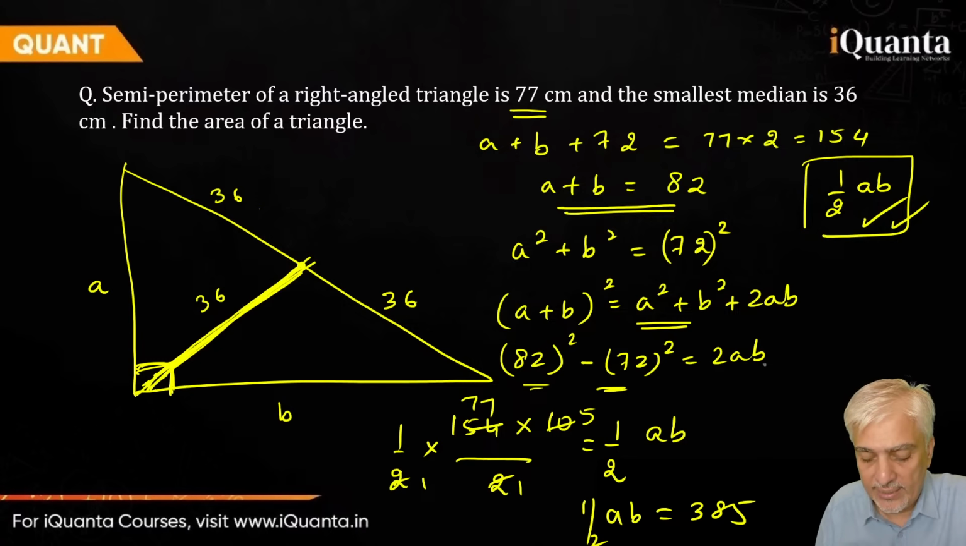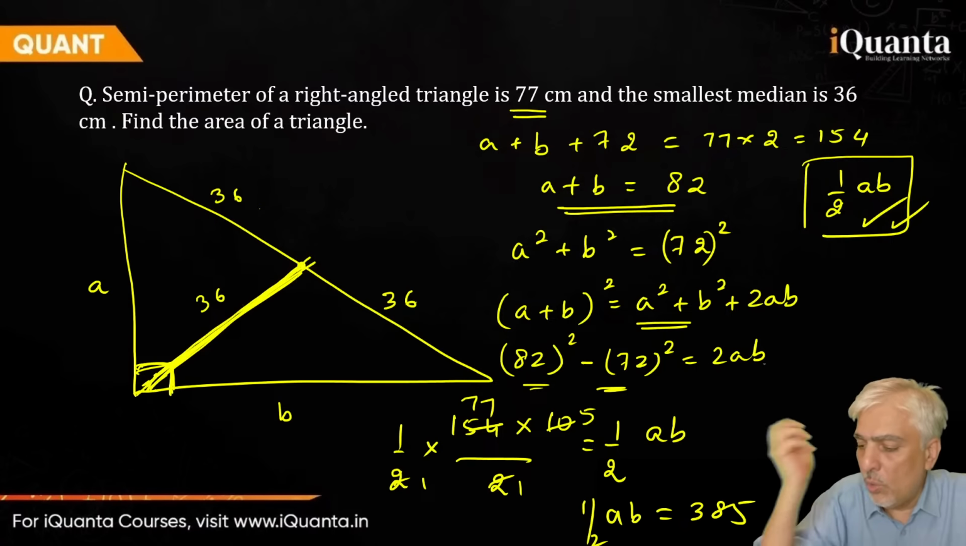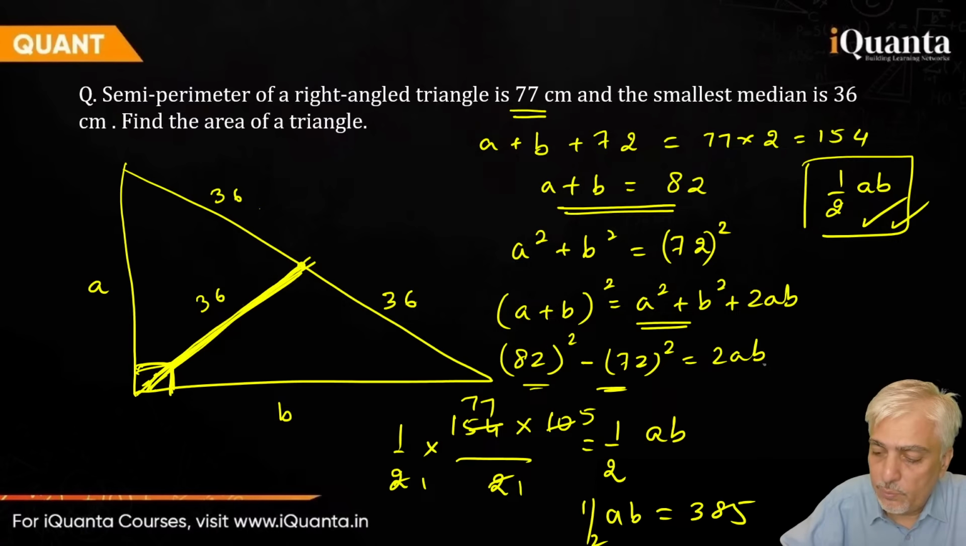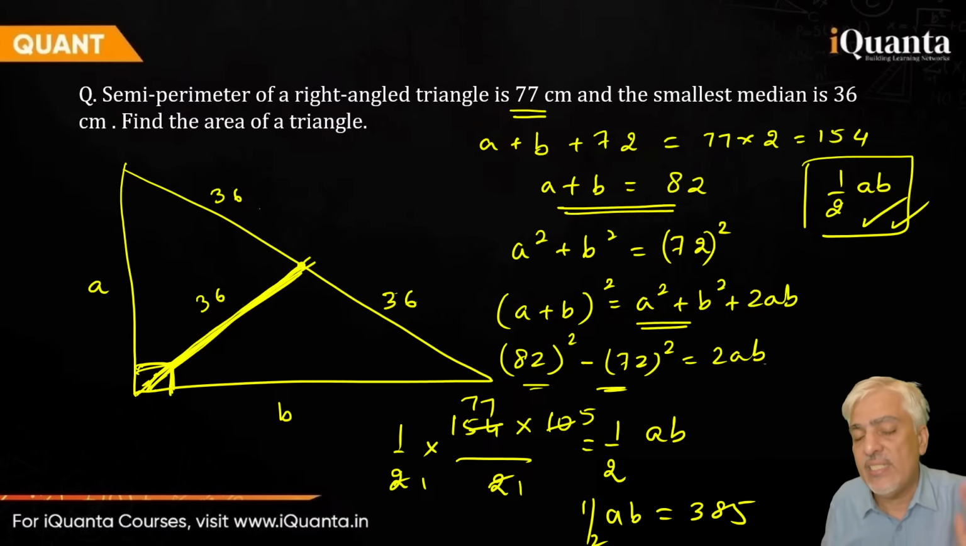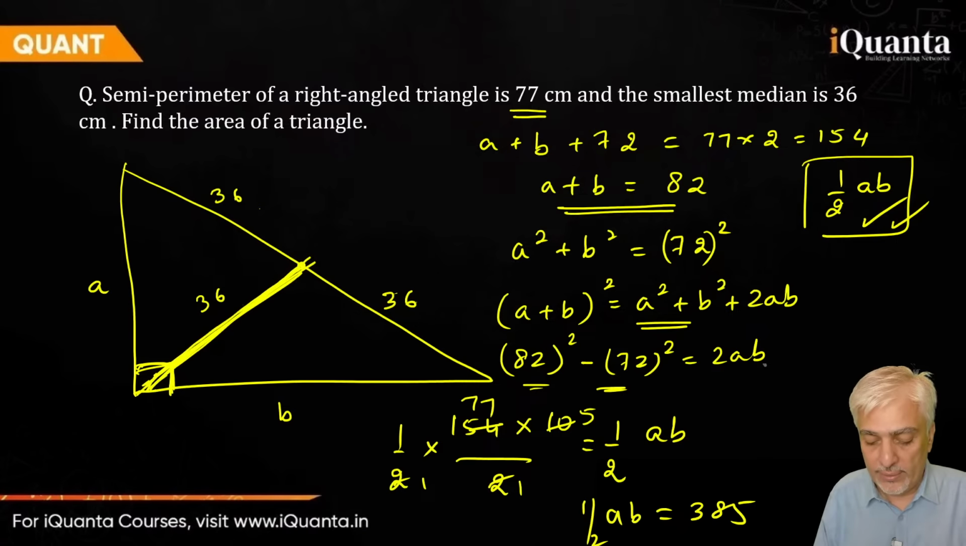Dipti, did you understand? Sri Charan, what are you saying? Half into 108, where did that come from? I don't know what you all are doing, but most of you are somewhere else only. We got the hypotenuse 72. So we have two equations. One is A plus B is 82. The other is A square plus B square is 72 square. I don't know why they are finding in radius. Who would ask in radius?